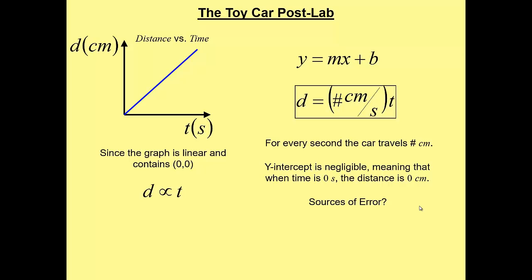Notice how those are specific. It's not just human error. Yes, it's always human error, but we need things that are more specific to show that you've actually thought a little bit about how the lab can be improved or how you could get more data.